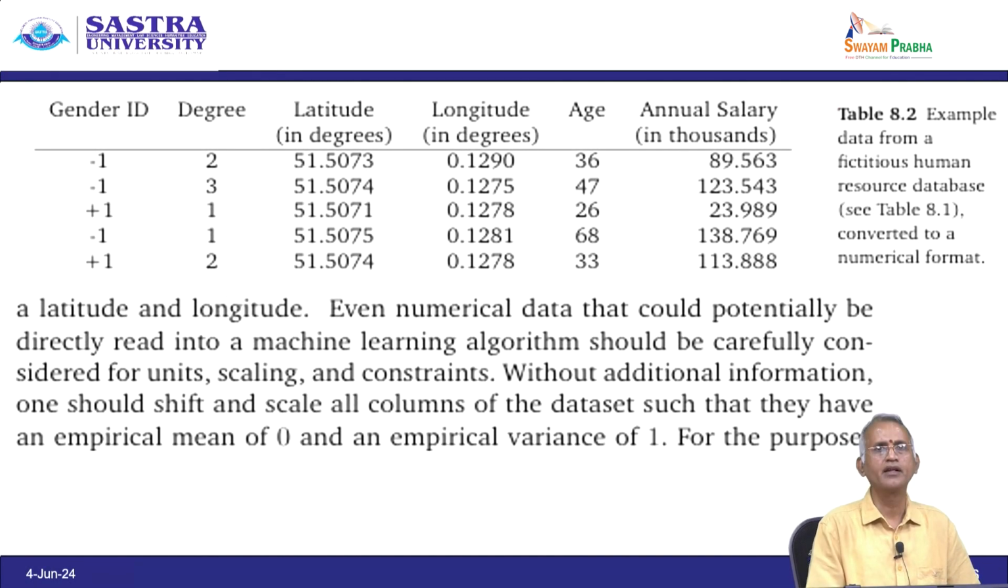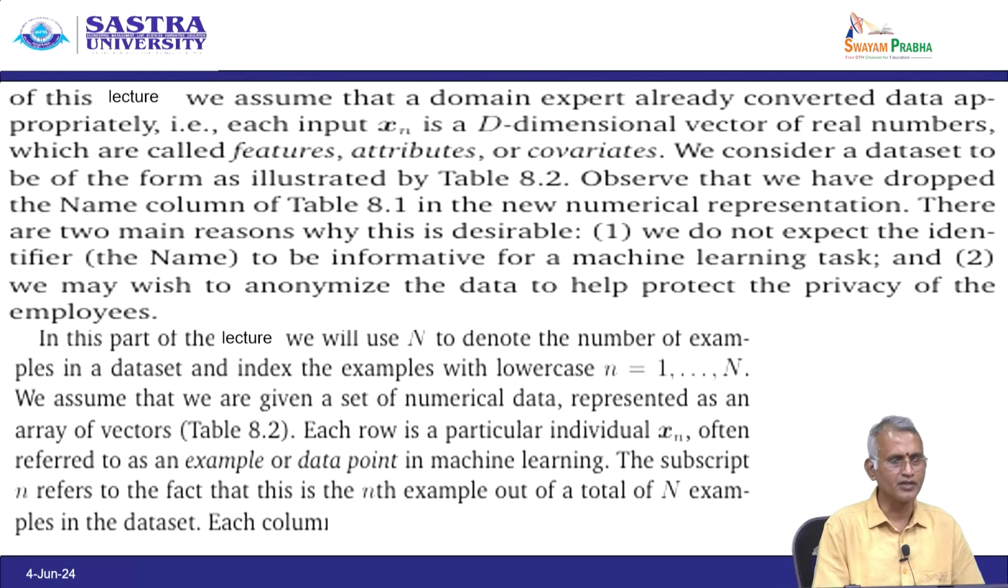So, even numerical data that could potentially be directly read into a machine learning algorithm should be carefully considered for units, scaling and constraints. Without additional information, one should shift and scale all columns of the dataset such that they have an empirical mean of 0 and empirical variance of 1. For the purpose of this lecture, we assume that the domain expert has already converted the data appropriately.